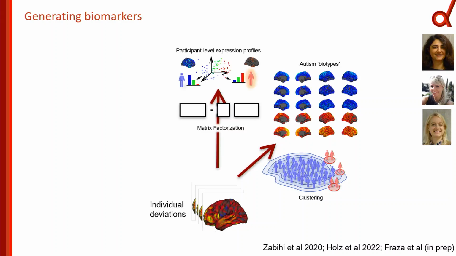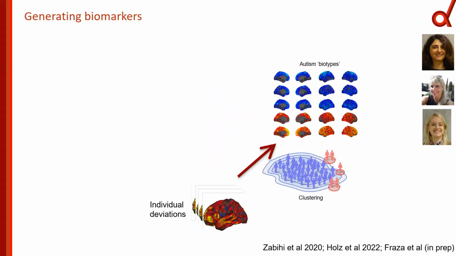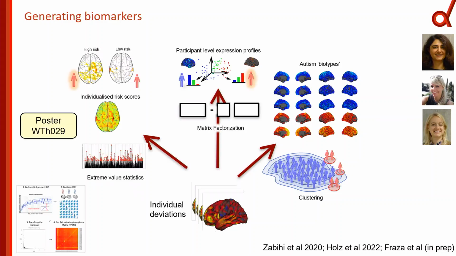We could also take a more overlapping perspective rather than forcing each individual to belong to one and only one subtype. We might instead look for latent factors using some kind of matrix factorization technique, for example, ICA or some variant of factor analysis, and that would give us individual profiles for different participants that can overlap within different individuals.